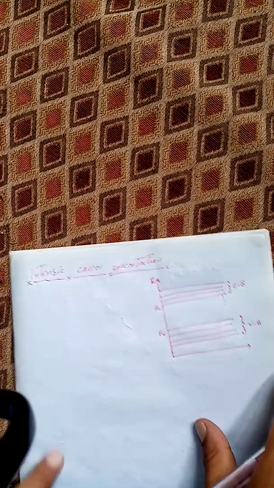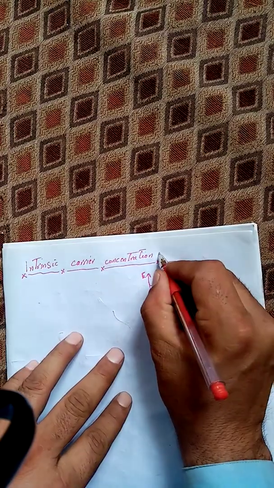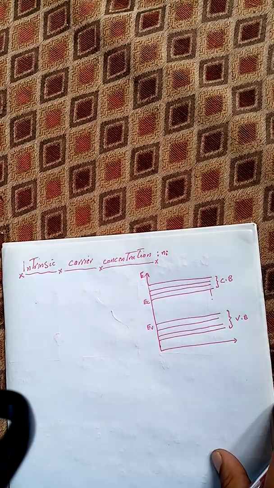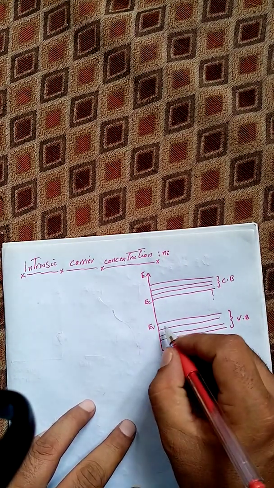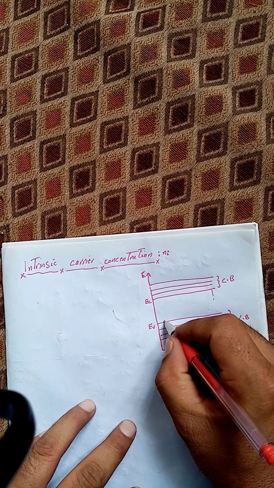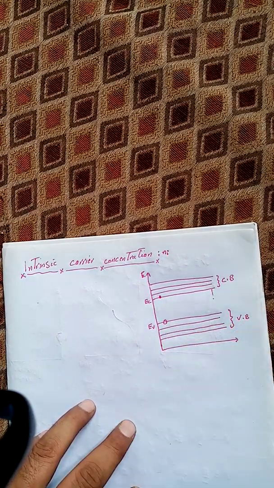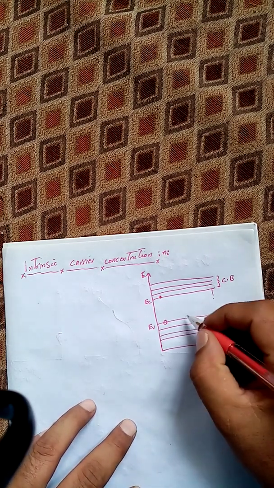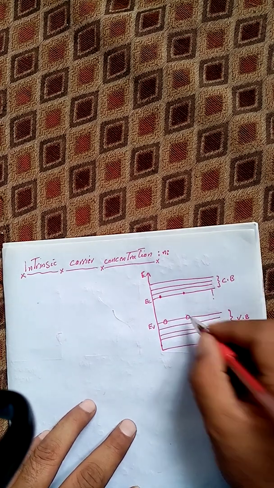Okay, next we will discuss the intrinsic carrier concentration, which we represent by Ni. As we know, in an intrinsic semiconductor, if one electron jumps from the valence band to the conduction band, then a hole will be created in the valence band. If another electron jumps from the valence band to the conduction band, then another hole will be created in the valence band.